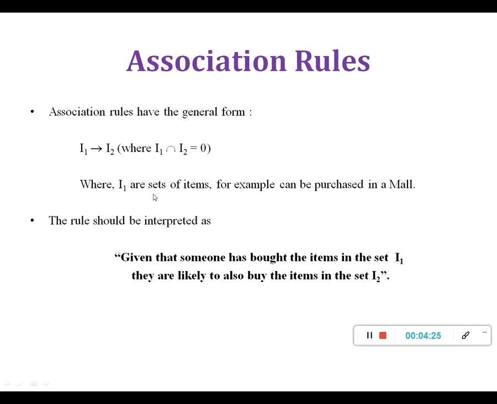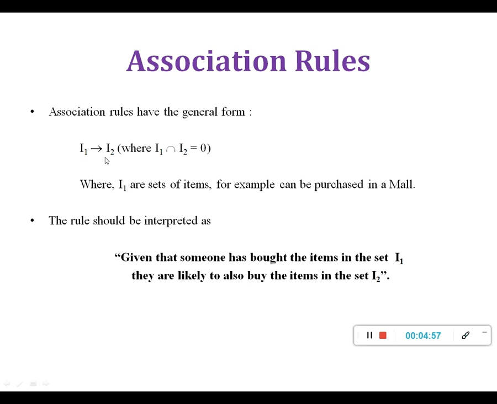Likewise, I1 is a set of items that can be purchased in a mall. Here I1 is our input, the set of items that can be available in the mall, and from these items are selected. The rule should be interpreted as: given that someone has bought the items in the set I1, they are likely to also buy the items in the set I2. For example, if the customer is buying milk, that is I1, then they are likely to purchase bread. That is I2.